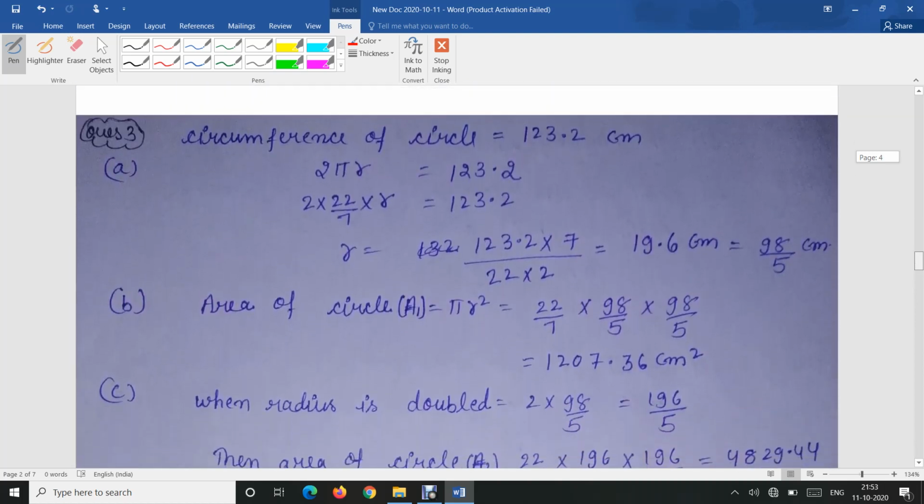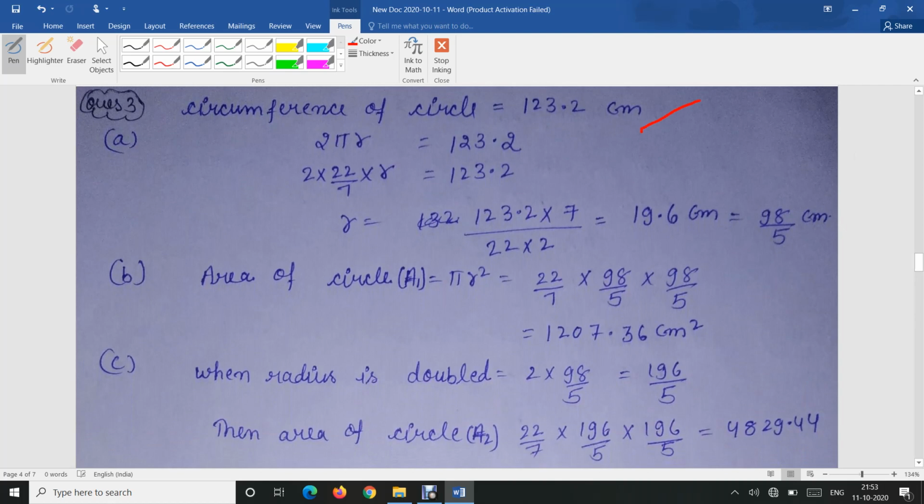See, here it is. Circumference of circle is 123.2 centimeter and the circumference of circle is 2 pi r. So you can put them equal. You can put the value of pi, and from here you can find out the value of r, which will be equal to 19.6 centimeter, or you can write it as 98/5 centimeter. This will be the radius of that circle.